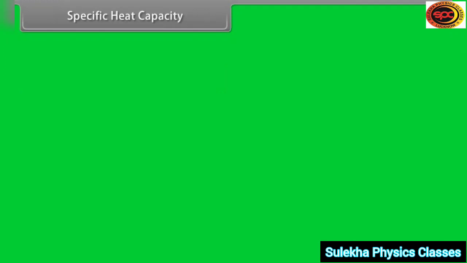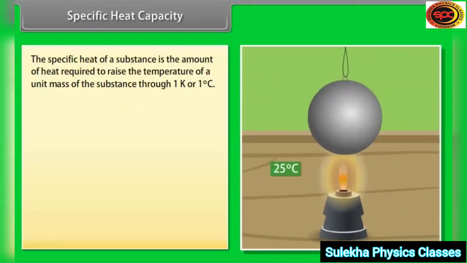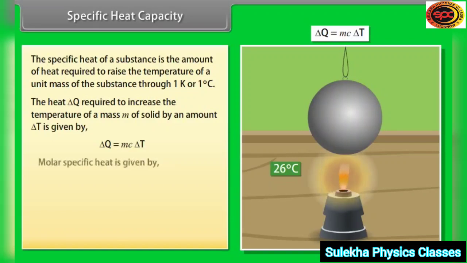Specific heat capacity. The specific heat of a substance is the amount of heat required to raise the temperature of a unit mass of the substance through 1 Kelvin or 1 degree Celsius. The heat delta Q required to increase the temperature of mass m of solid by an amount delta T is given by delta Q is equal to m c delta T. Molar specific heat is given by C is equal to 1 by N into dQ by dT.